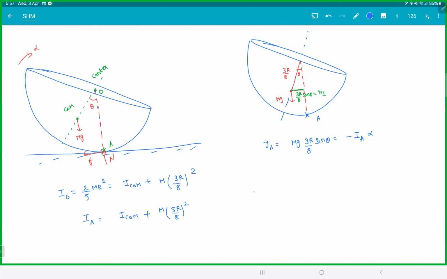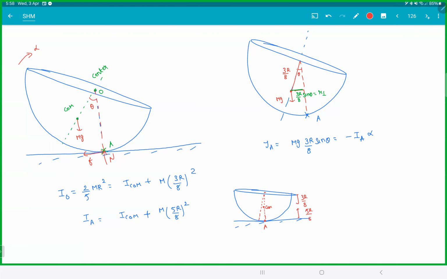If you actually look at the figure now, theta is negligible, so for the torque also you'll change sin theta to theta. Otherwise, how will SHM come? This was A, so this is almost the center of mass. This was 3r/8, this was 5r/8. That is the catch of small oscillations.